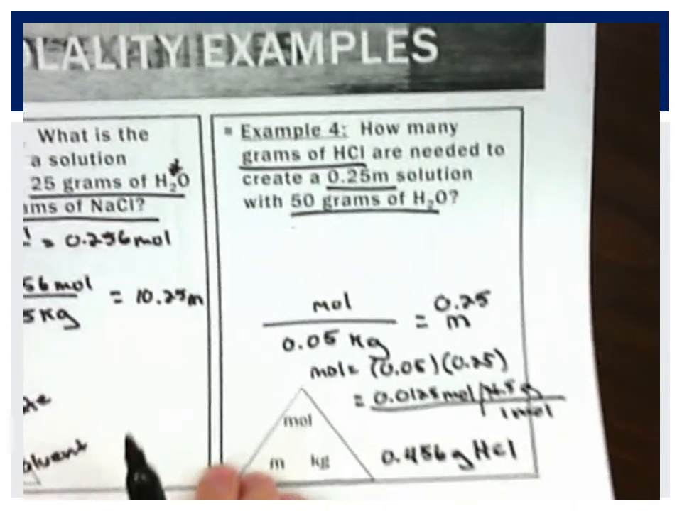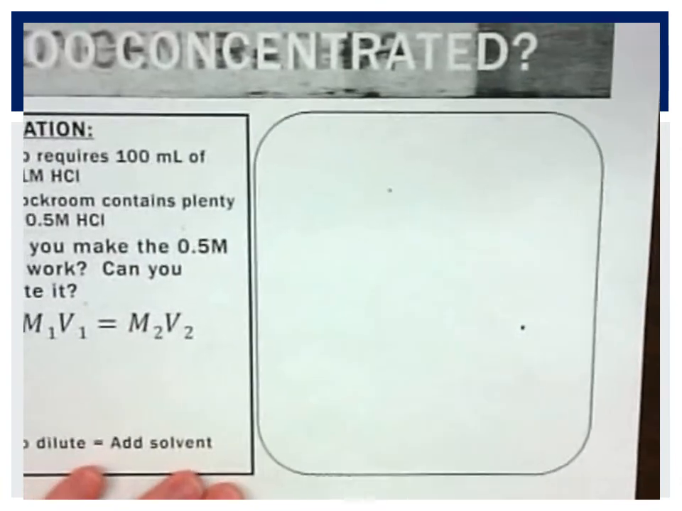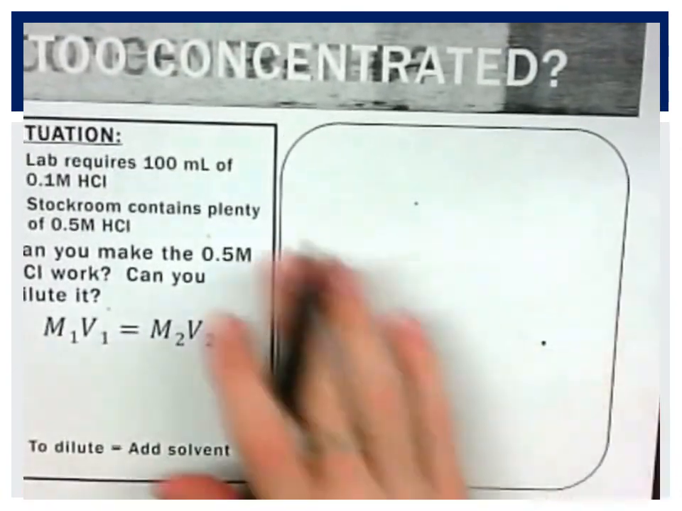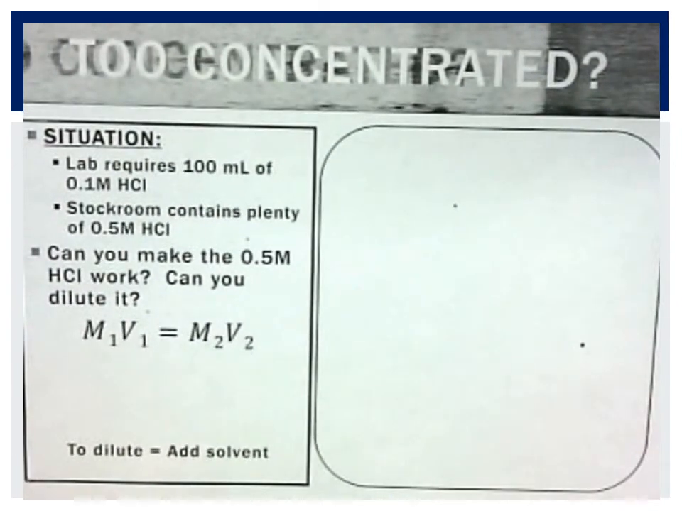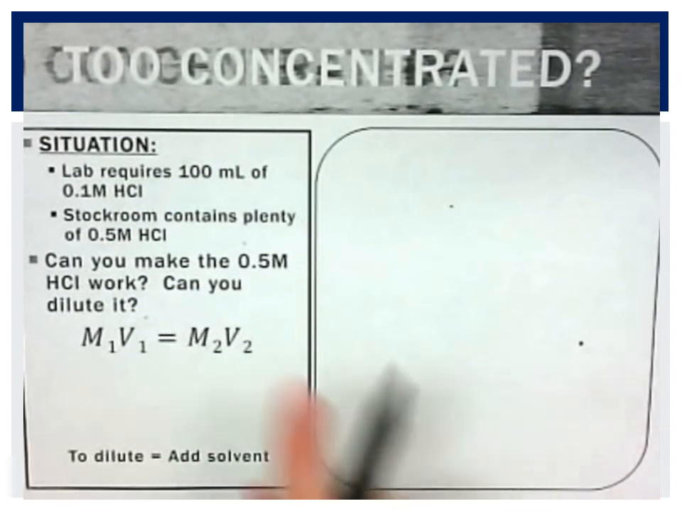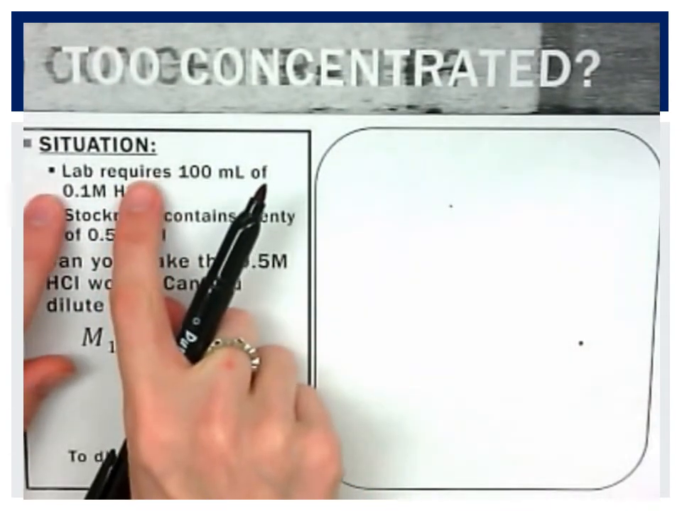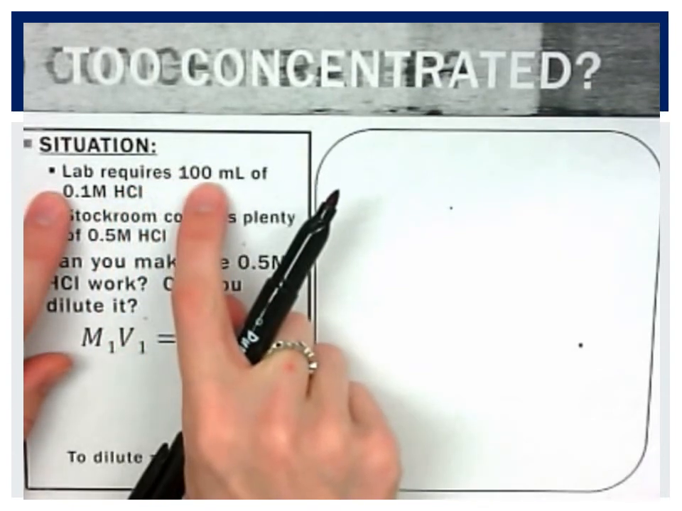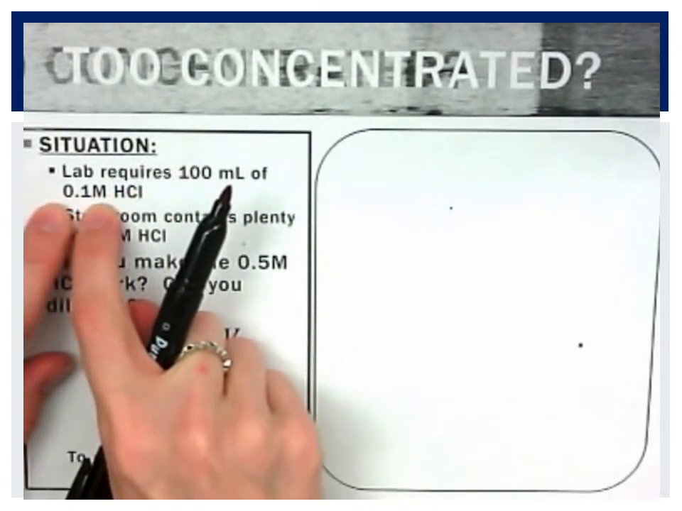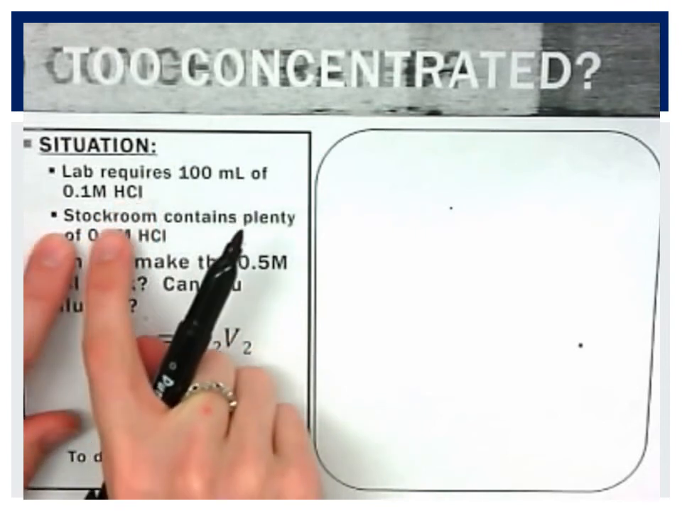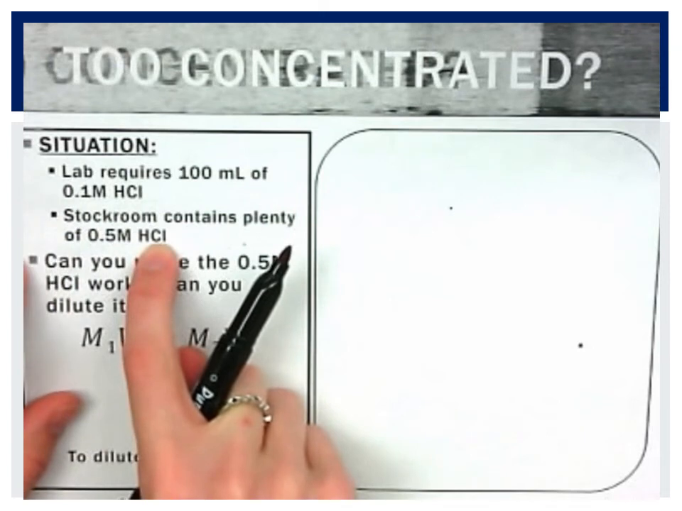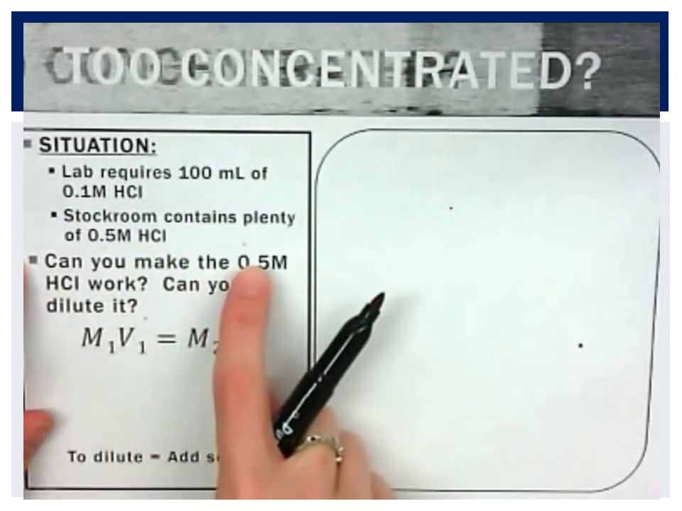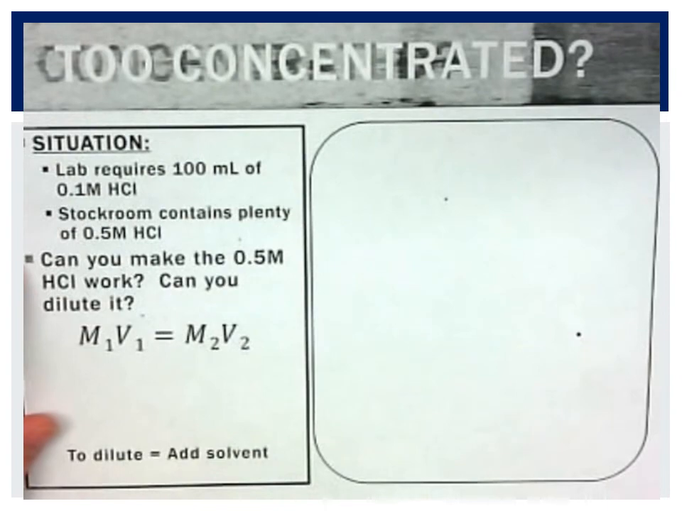There's one more kind of problem, and these are called dilution problems. If you're ever in a situation, well, this is basically in the lab how it works all the time, you have a more concentrated solution than you need. Okay, so we need to do an experiment using 100 milliliters of 0.1 molar hydrochloric acid. The stockroom contains plenty of 0.5 molar hydrochloric acid. Can you make the 0.5 molar solution work?